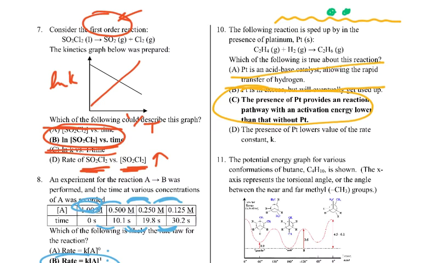And the presence of platinum lowers the value of the rate constant? No, it doesn't. If it speeds up the reaction, the rate constant might actually even get larger, because it changes the rate. So temperature and the catalyst would change the constant. But it's not going to lower the value, it would increase the value.